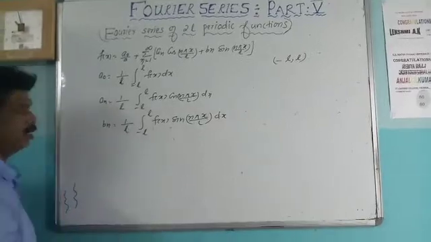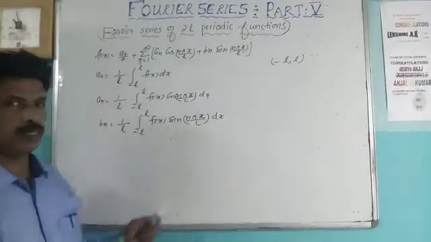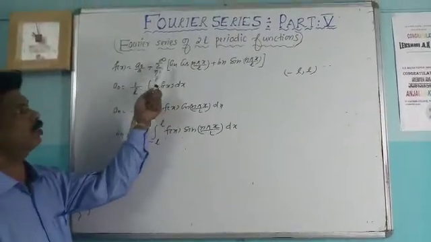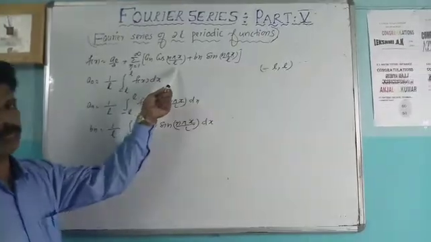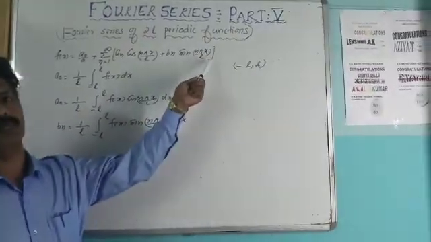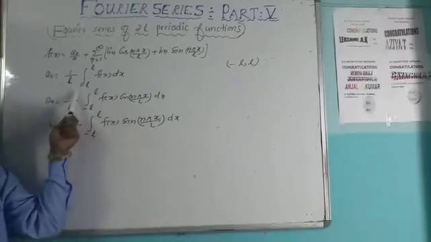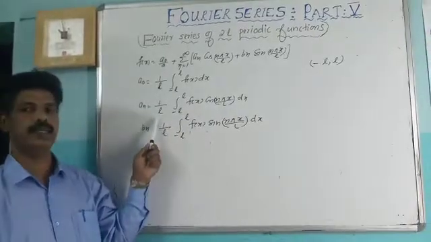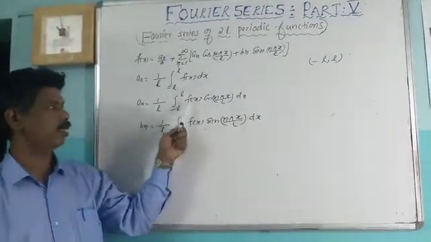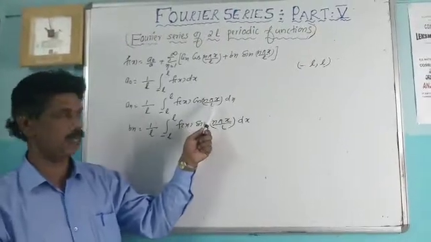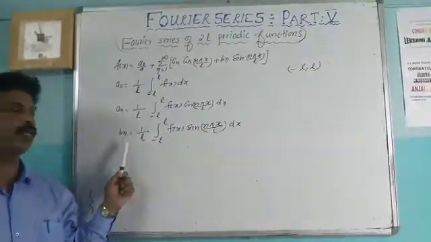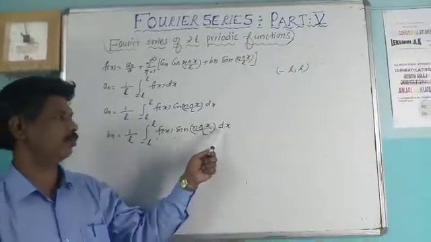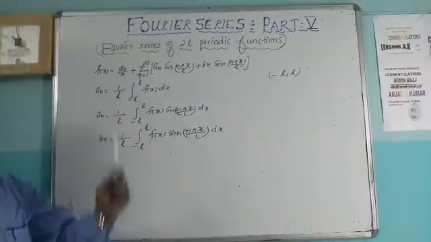If the function is defined in the interval minus L to plus L, then f of x is equal to a0 by 2 plus sigma n equal to 1 to infinity an cos n pi x by L plus bn sin n pi x by L, where a0 equal to 1 by L, integral minus L to plus L, f of x dx, an equal to 1 by L, integral minus L to plus L, f of x cos n pi x by L dx, and bn equal to 1 by L, integral minus L to plus L, f of x sin n pi x by L dx. Okay, this is the 2L periodic function.